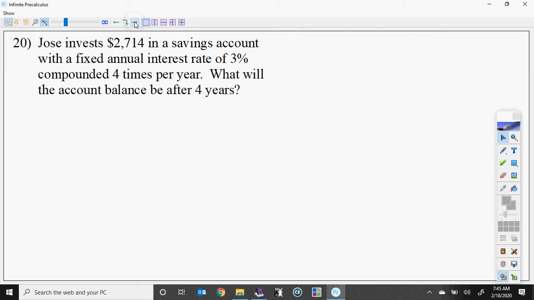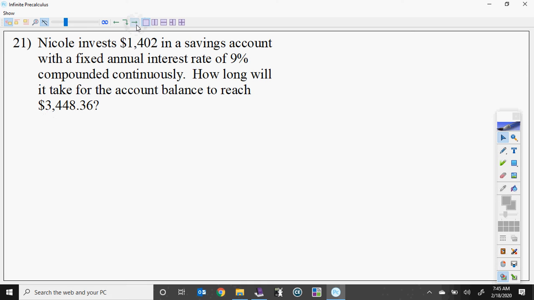So go ahead and push pause and try number 20. Okay, so answer number 20 is 3,058 and 66 cents. So it's not much bigger than how much you put in, because there was a smaller interest rate and not that many years. All right, next problem, number 21.